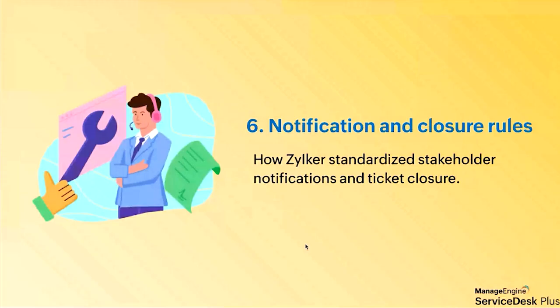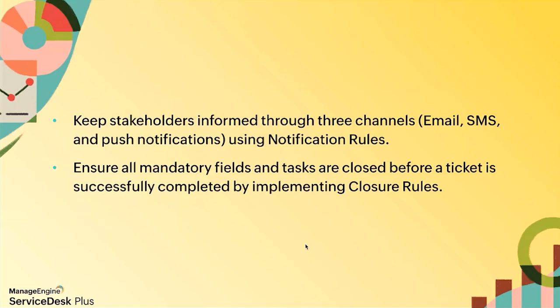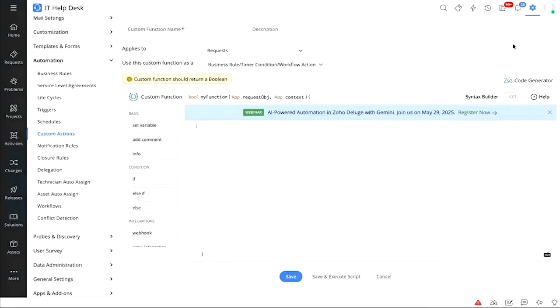So next come the notification rules and the closure rules. Zilker took a hit when they were not able to notify specific stakeholders on important tickets, and that led to a lot of confusion among the higher-level stakeholders. Let's see how you can configure basic notifications.